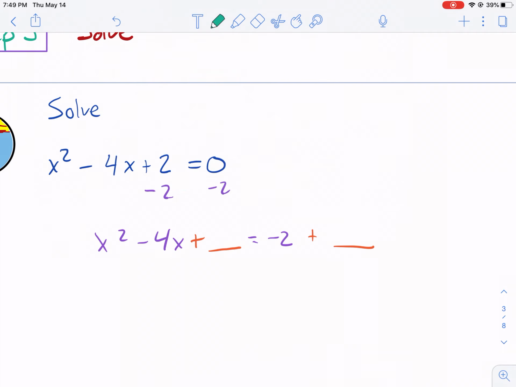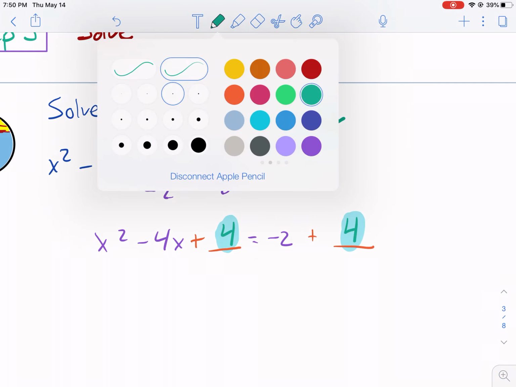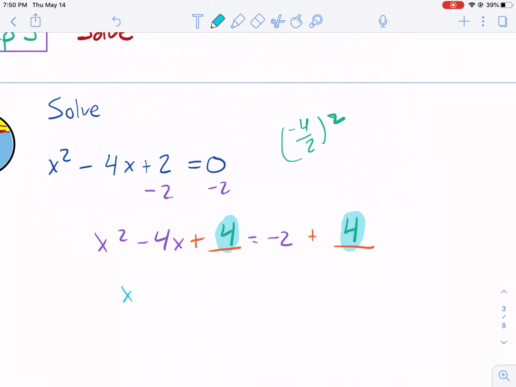We do half of negative 4, squared. Let me write this over here to the left. Half of negative 4 and square it. Negative 4 divided by 2 is negative 2. Squared is 4. Now, what we do to one side we have to do to the other side. It's imperative that you remember to add to both sides. Once we do that, we can simplify a little bit. We have x squared minus 4x plus 4 equals negative 2 plus 4, which gives me 2.